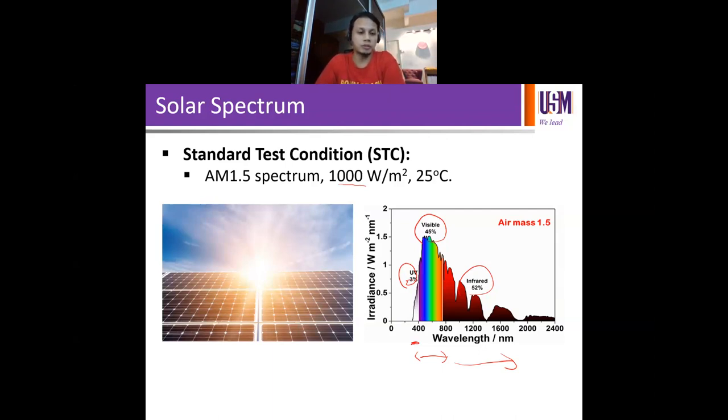If you do your measurement not using this condition, or maybe you are using the 1.5 AM solar spectrum, but the power is not 1000 watt per meter square. Let's say you are using 500 watt per meter square, then it's already not at STC. It's not at standard test condition, right? So in that case, you cannot compare apple to apple between your cell performance and other cells' performance. So it has to be done at STC.